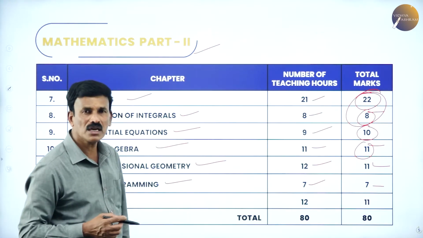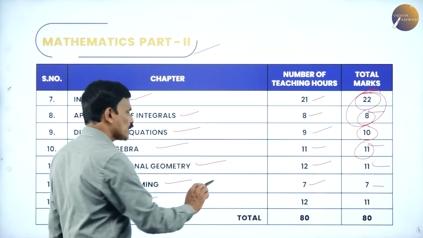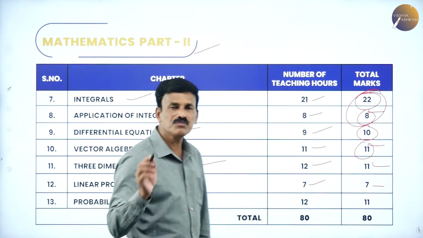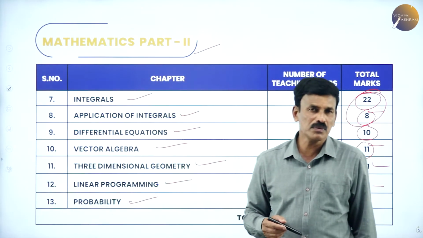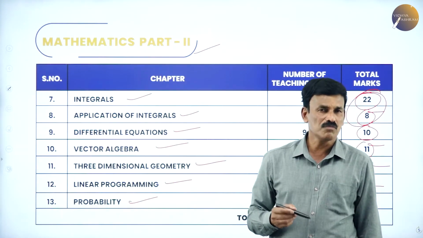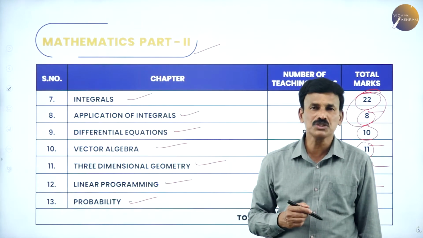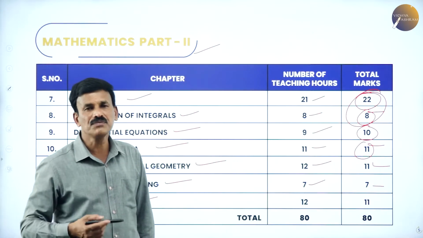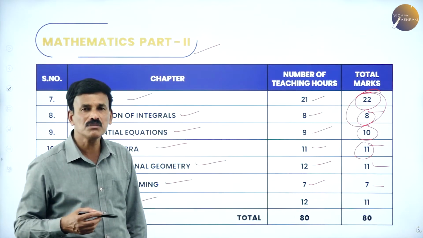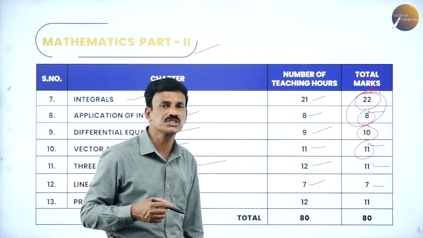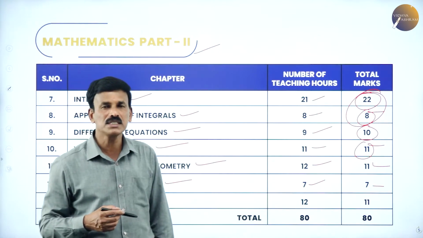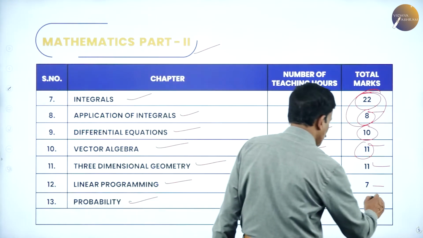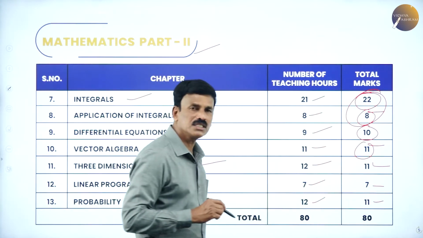And the last and important chapter is probability in part 2. In probability, you might have studied the basic definitions of probability and solving the problems of probability using the multiplicative theorem. So here also in second PUC we are going to study the different theorems like Bayes theorem as well as Bernoulli's theorem, Bernoulli's distribution, to find the probability for a given problem. So these will carry around 11 marks, and the total number of hours is 12 hours.